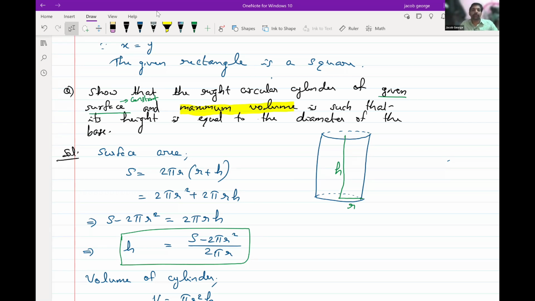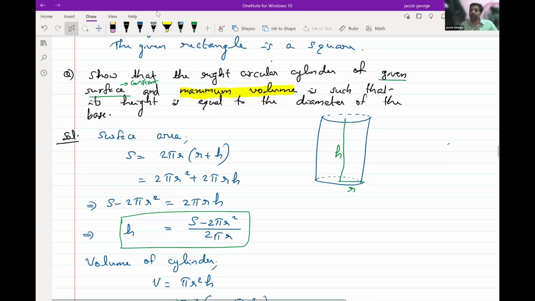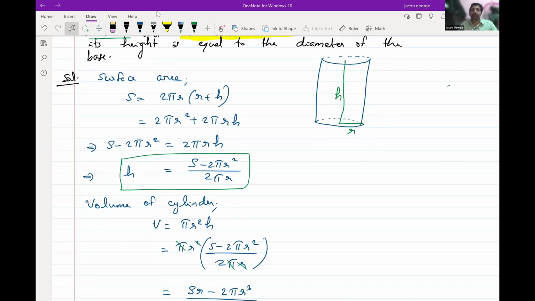Okay, so then we write the function to be maximum volume. Did you see that word, maximum volume? That means you will write volume of cylinder formula. In class 10 you have studied. Volume of cylinder is pi r square h. Then we substitute for h. H is s minus 2 pi r square by 2 pi r. So that is pi r square into s minus 2 pi r square by 2 pi r.